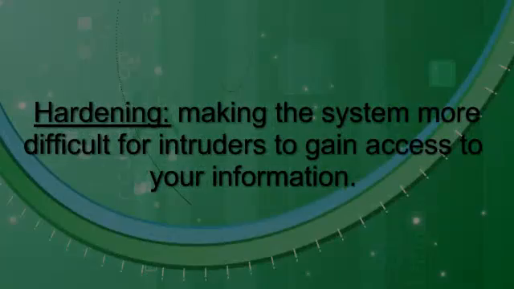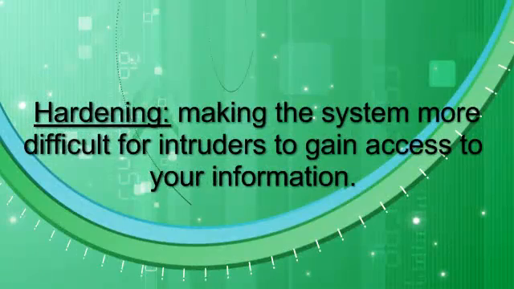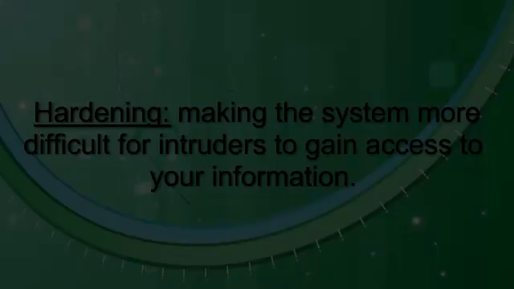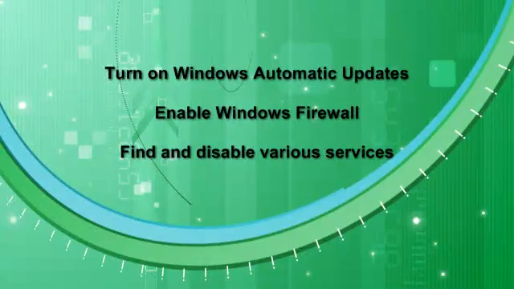Hardening is basically just making the operating system stronger so that your information stays protected from intruders. This may sound complicated, but I will explain this step by step so that anyone that wants to secure their computer will be able to do so. I will be showing you how to turn on Windows automatic updates, the Windows firewall, and how to find and turn off various services your computer comes preloaded with.